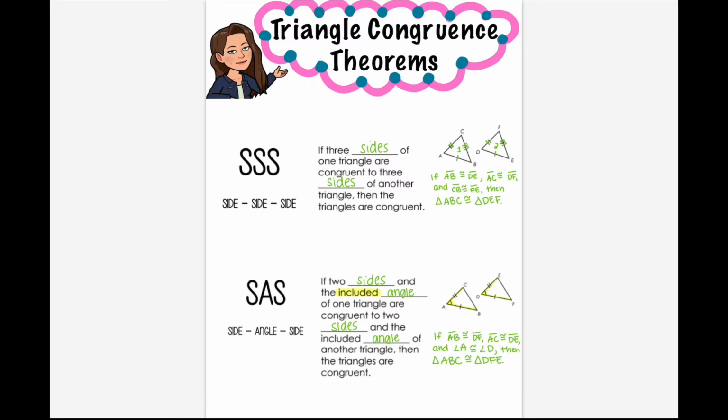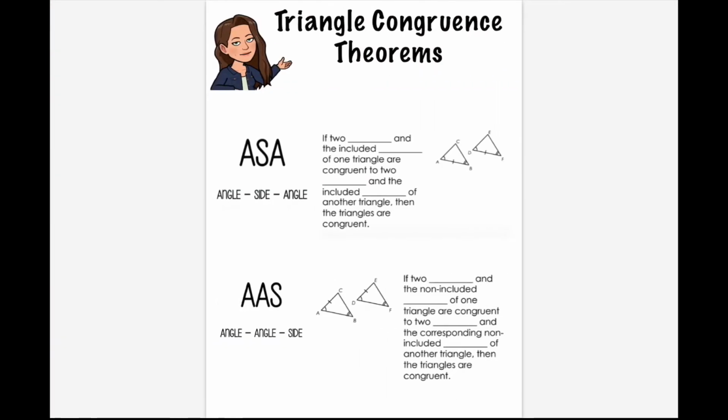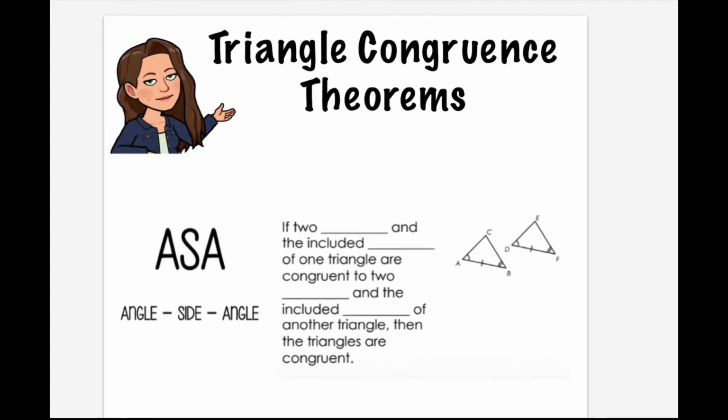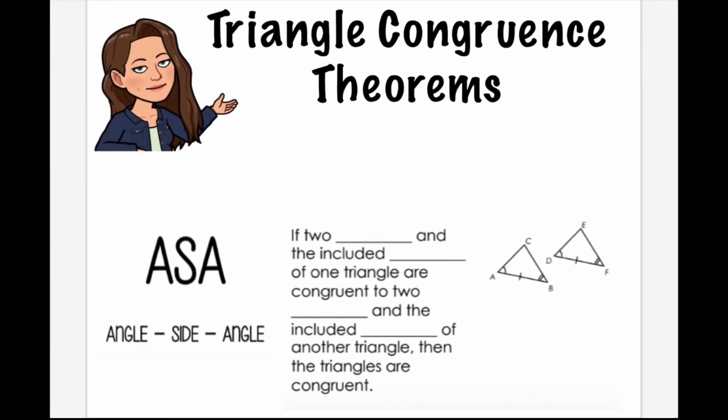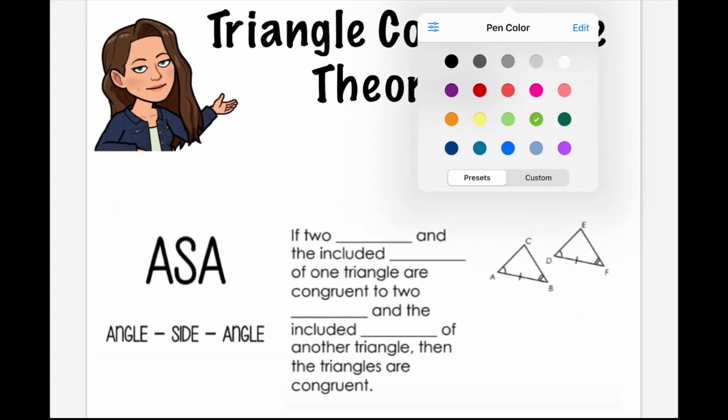So for these two examples, we have at least two sides that are congruent. So you either have all three sides or you have two sides and the angle between those two sides. Now we're going to look at when you have at least two angles, starting with angle, side, angle congruence.